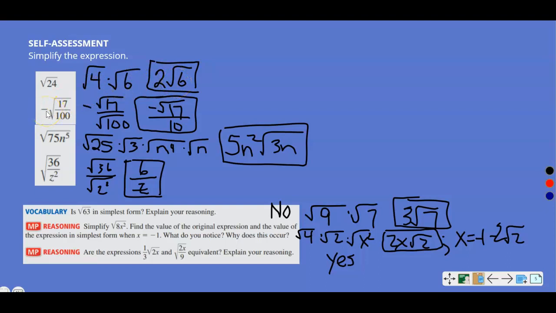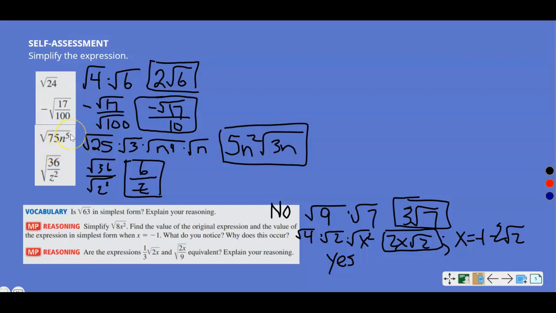All right, the next one says negative square root of 17 over 100. So I can rewrite that as negative times the square root of 17 over the square root of 100. 17 is a prime number, so we're going to leave it right like it is under the radical sign. The square root of 100 is 10. 10 times 10 is 100. 75 is not a perfect square, but hopefully quickly you could see that 25 times 3 is 75. And 25 is a perfect square. 5 times 5 is 25.